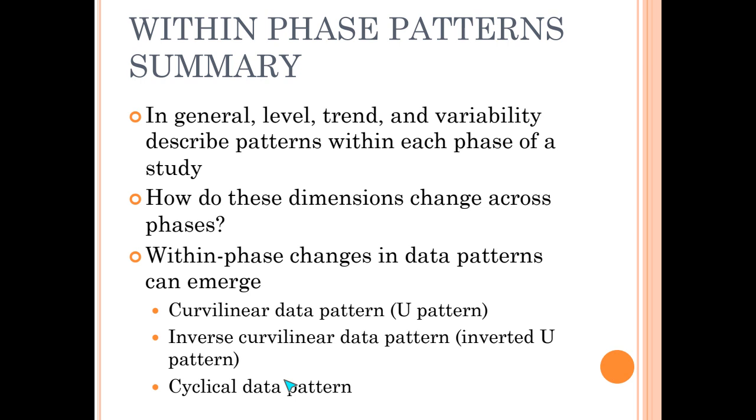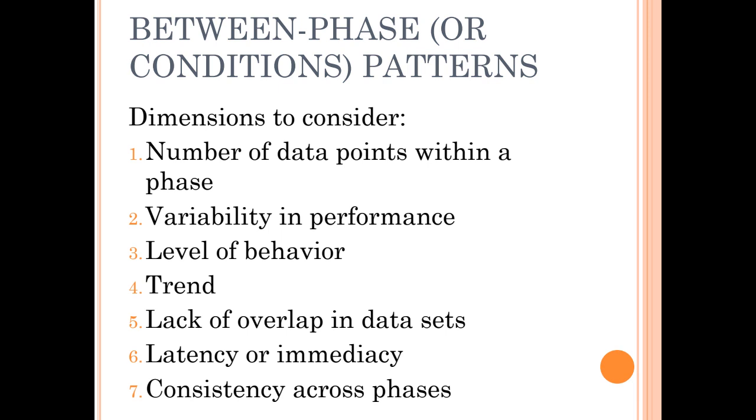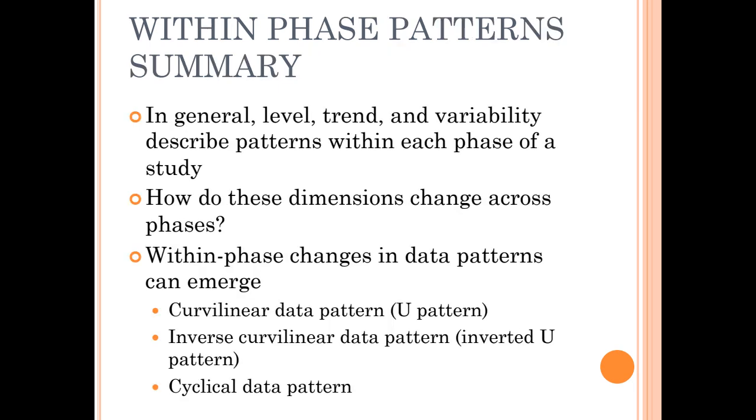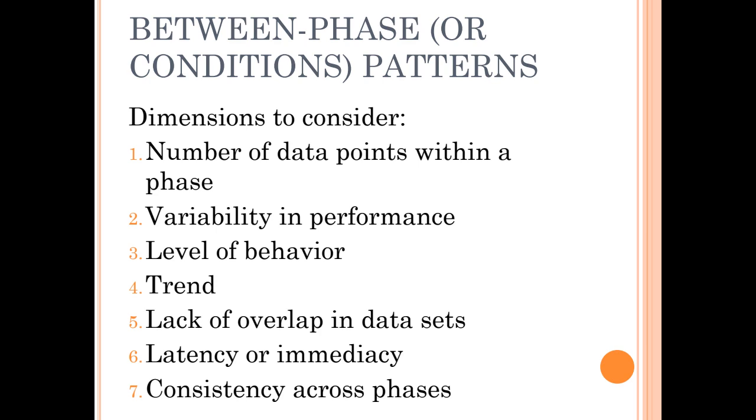All right, so now I talked about describing the data patterns within a phase. Now we need to talk about describing data patterns across phases, and we would call that between phase or conditions patterns. Here we have a few more criteria to consider: the number of data points within a phase, the variability in performance across those phases. Are there changes in the level of behavior? Are there changes in the trend? How do those phases overlap with one another?